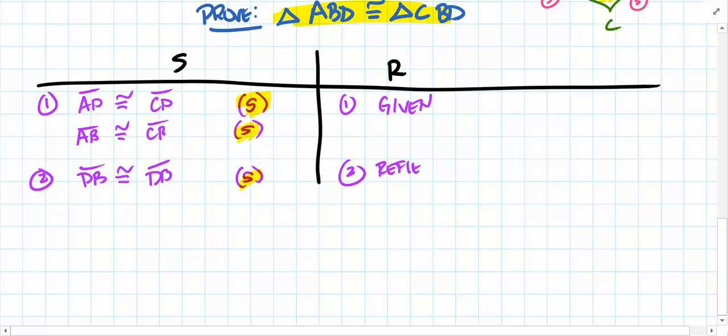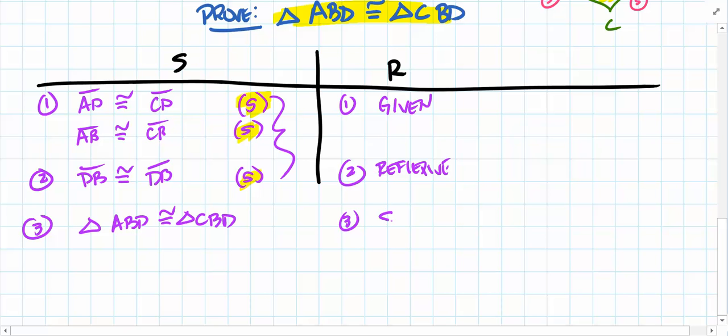Now take a look at your proof. You have an S, an S, and an S. That's when you know your proof is over. See how this works? So now triangle ABD has to be congruent to triangle CBD. And what's the reason we can say this, you guys? Because it's right there. The side, side, side postulate.